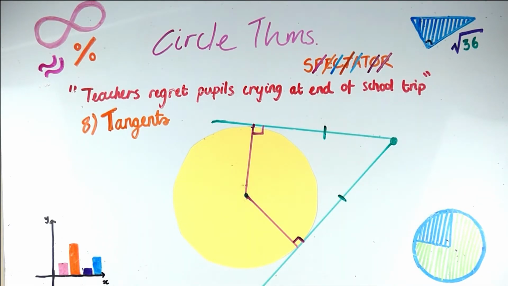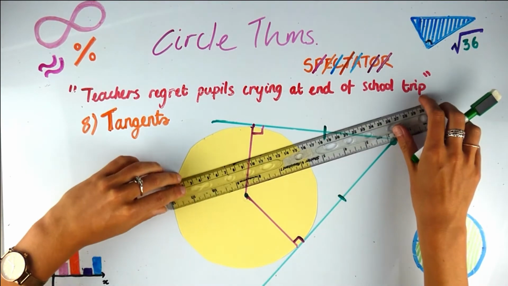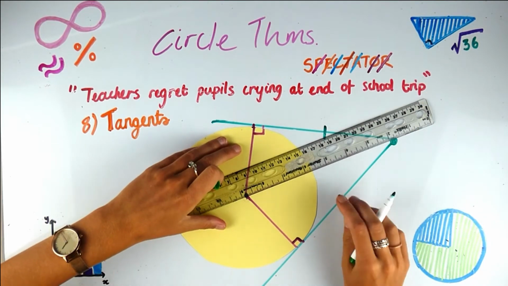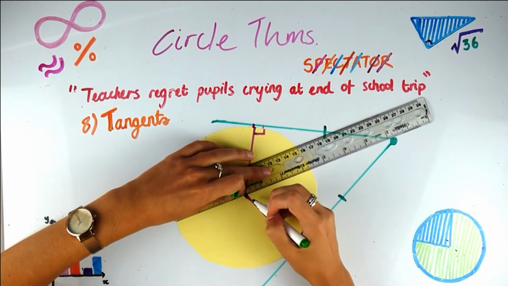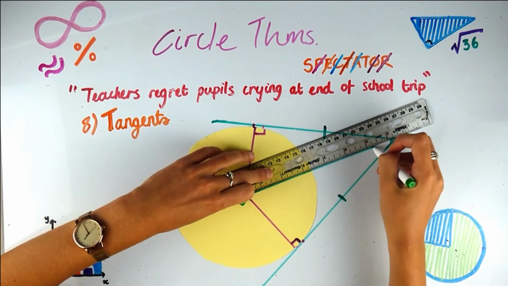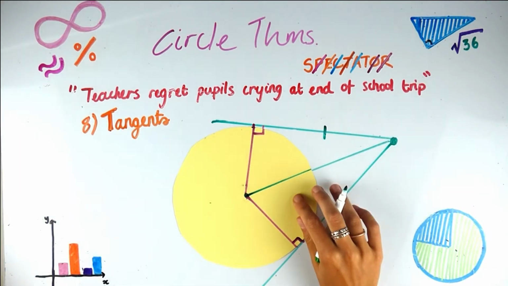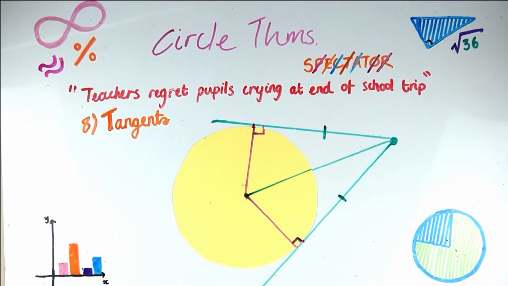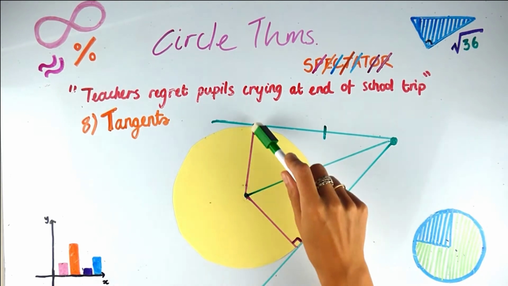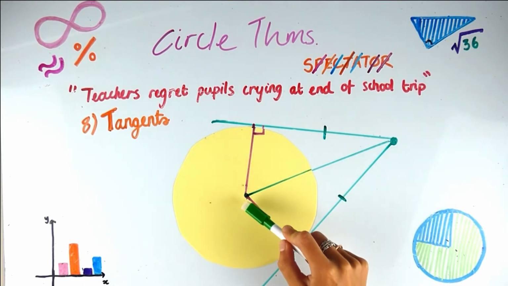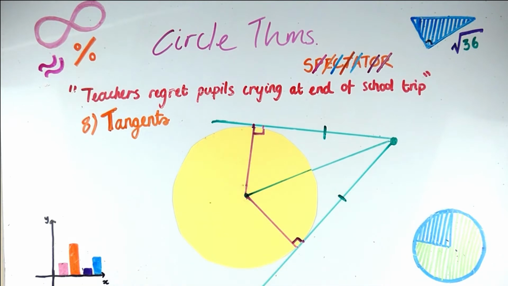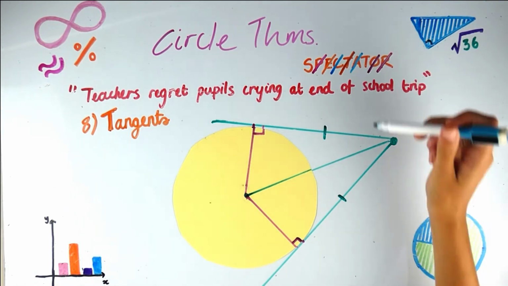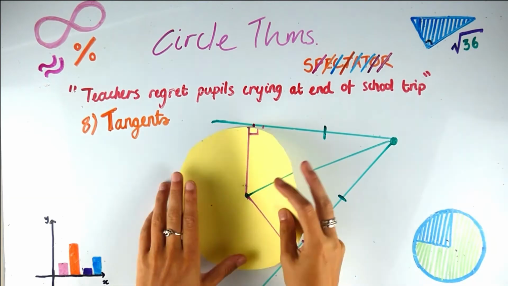Also, if we think about it, we can split this here. And here we have two congruent triangles, triangle 1 is exactly the same as triangle 2. Almost there, just one left. Okay, so let's cross out the T in spectator.